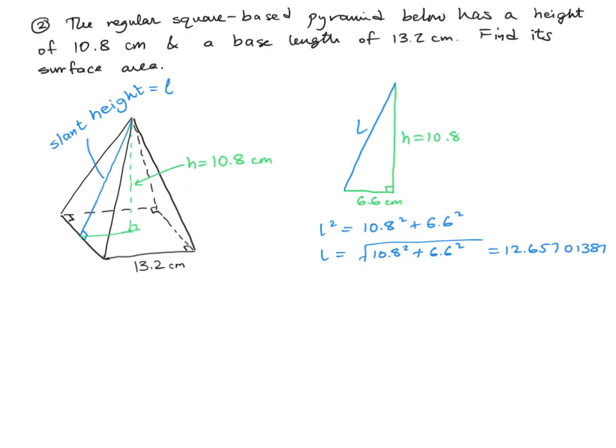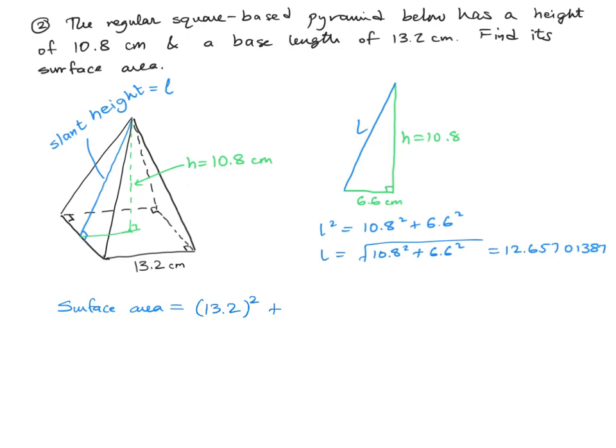And so now I'm ready to calculate the surface area of this pyramid, because there's the base, the bottom surface, and there's the four identical triangles. So the surface area is going to equal, well, the area of the base at the bottom is just the area of a square with a length of 13.2, so it's 13.2 squared.